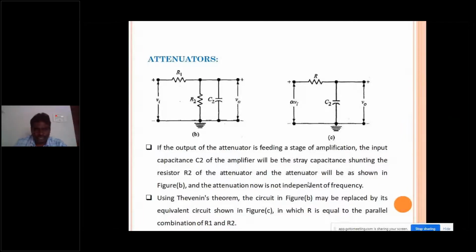So what is meant by a stray capacitance? There exists a stray capacitance in any circuit. When you are connecting one wire with another wire, there exists a default capacitance, which we can call a stray capacitance. It is actually a small value, which is negligible in general. But the minute time comes into existence, then we need to consider this stray capacitance.